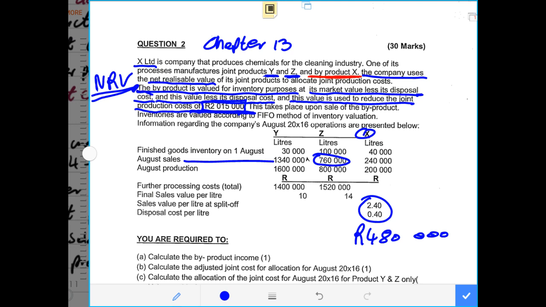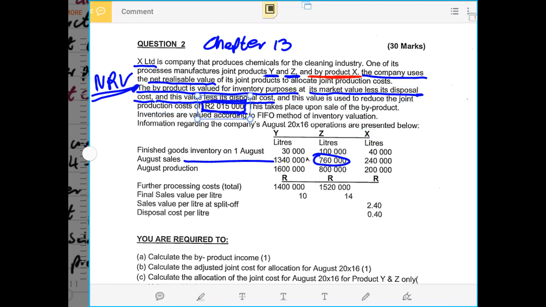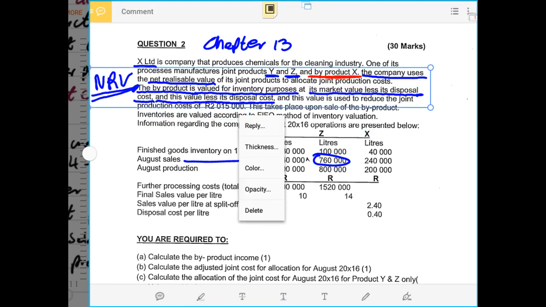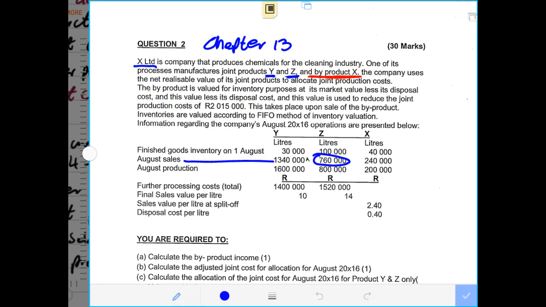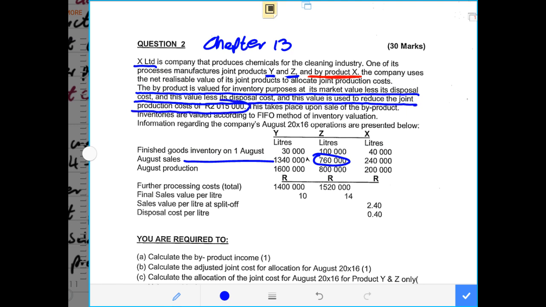Where it says the byproduct is valued for inventory purposes at sales market value less disposal cost, and this value is used to reduce the joint cost. In that sentence you can see it is very clear that the revenue generated from the sale of the byproduct must be used to reduce our joint cost. This is the sentence that told us that revenue from the sale of the byproduct must be used to reduce our joint cost of 2,015,000 rands.